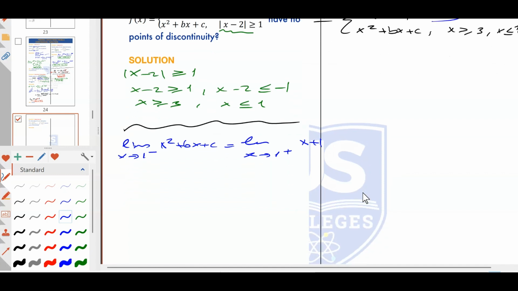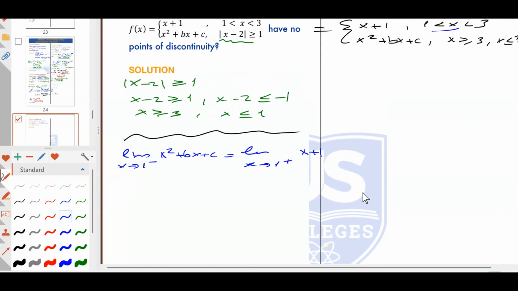Similarly, I will do the same for number 3. So limit as x approaches 3 from the left. X is less than 3 condition is the left-sided limit, x plus 1. This is supposed to be equal to limit as x approaches 3 from the right. X greater than 3 condition is the right-sided limit, x squared plus bx plus c.